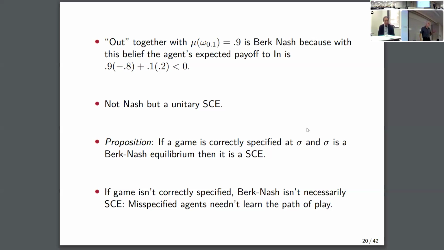Self-confirming equilibrium says people get the path of play correct. You might be wrong about stuff you've never seen, but you learn the path of play. Implicitly, that makes sense if the agent is correctly specified. If it's incorrectly specified, even on the path of play, they can be wrong.